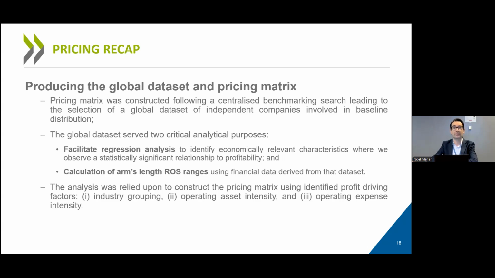Those 3 factors are industry grouping, representing effectively the products distributed by the tested party. Secondly, we have operating asset to sales intensity, or OAS, of the distributor. And then finally, we have the operating expense intensity of that tested party. Moving on to the next slide.